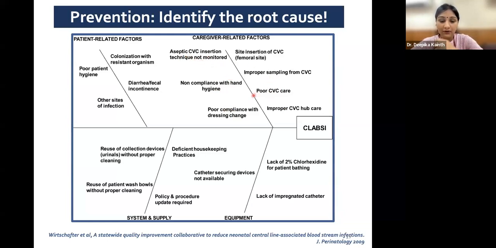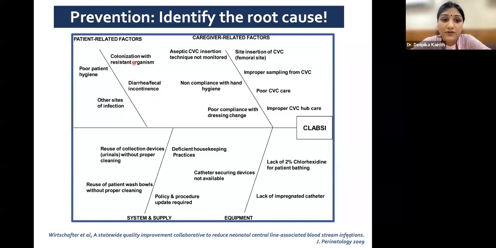So writing down all these factors here brings into the picture the major causes where we can act, where we can train, we can educate the healthcare staff and improve the processes that are actually leading to the outcome, which is CLABSI. There are some patient-related factors like the baby has fecal incontinence or diarrhea.